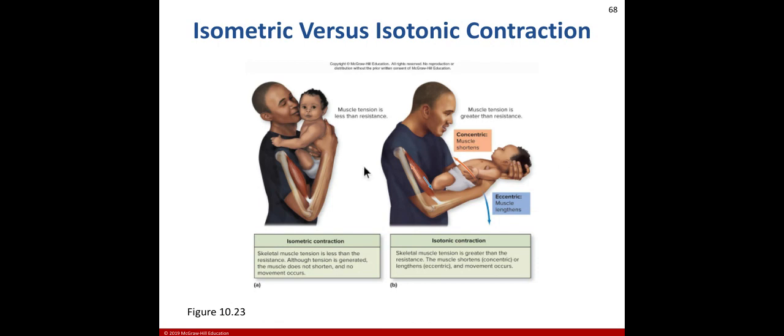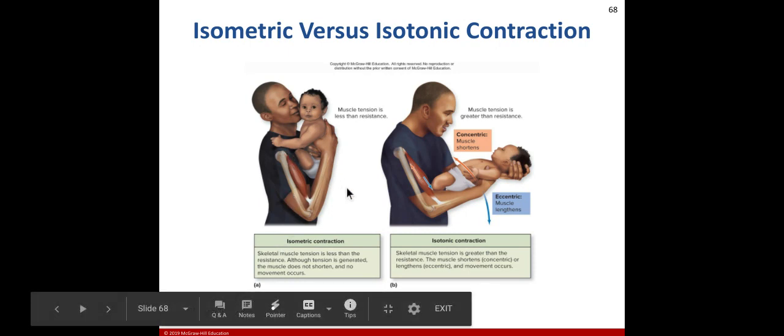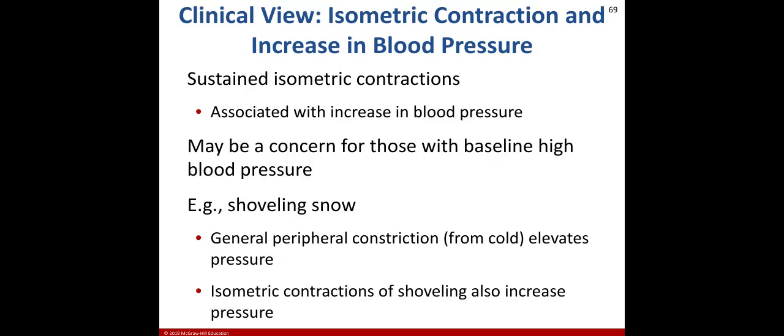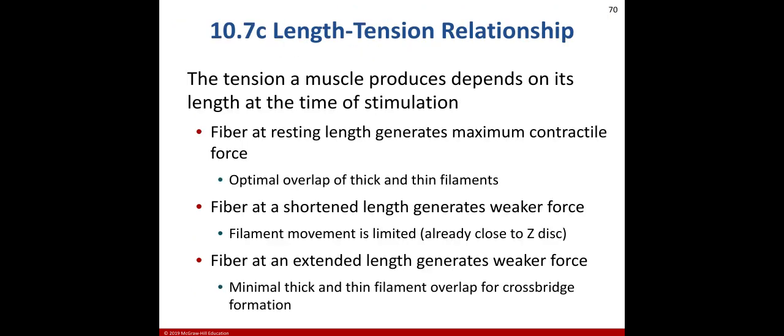So here's what we mean by this. Here's someone holding a baby. As they brought that baby up to their face, that is an isometric contraction. Meanwhile, as you let the baby down, that is an isotonic contraction. If we sustain isometric contractions, we're going to increase our blood pressure. And this could be a concern for people that already have high baseline blood pressure. This is why something like shoveling snow can be dangerous and can cause people to have heart attacks.